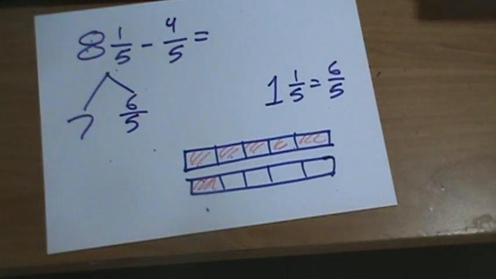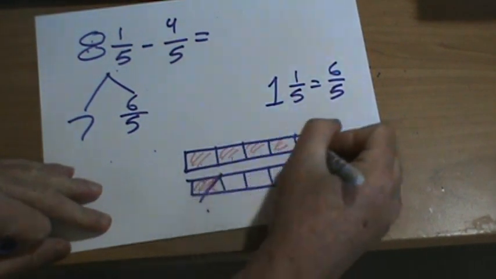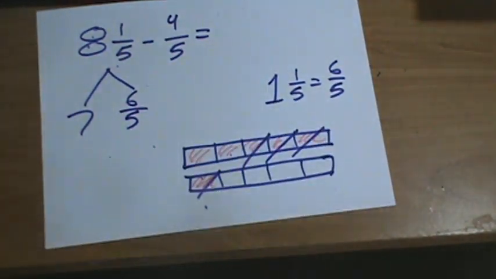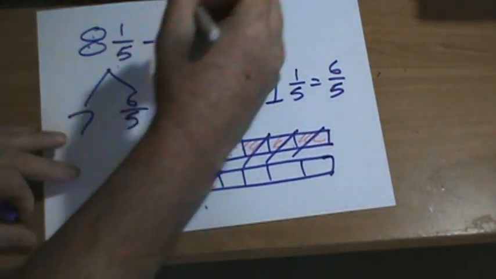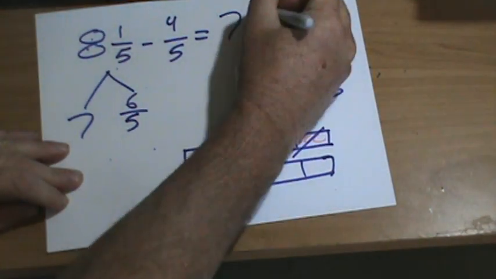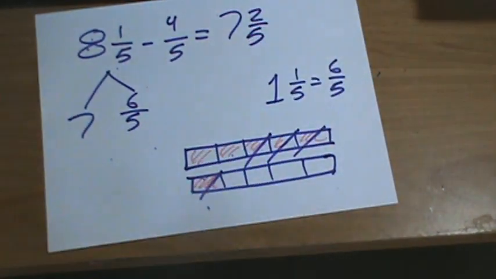What are we going to subtract? We're going to subtract 4/5, right? 1, 2, 3, and 4. What are we left over with? 1/5, 2/5. So we have 7 and 2/5 is our answer.